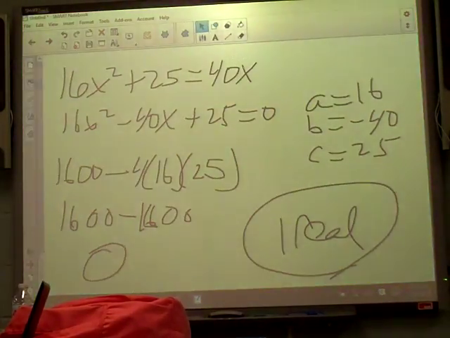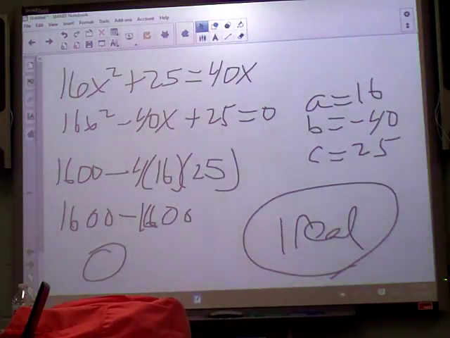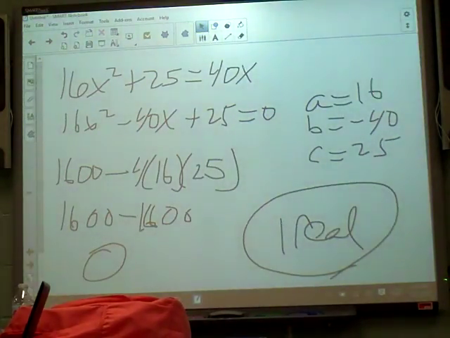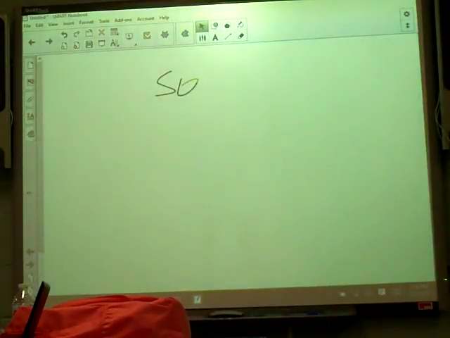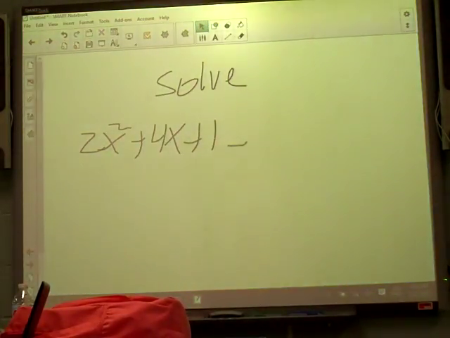Alright, nice job on that. Fixing to have a spot to answer this exit question, and this one is a solution one. Want to know the solutions. Find that one I did that I liked earlier. Yeah, we'll do that one. Alright. Solve is the directions. I'm not asking for the discriminant. 2x squared plus 4x plus 1 is equal to 0.